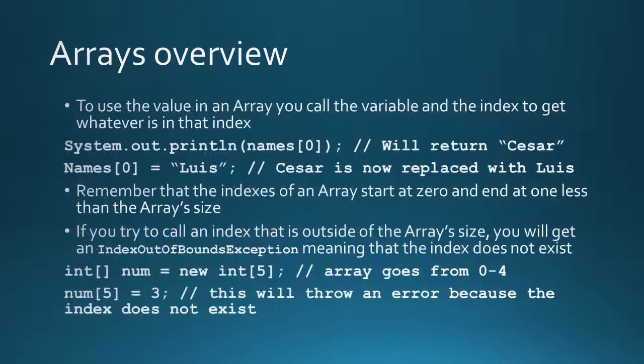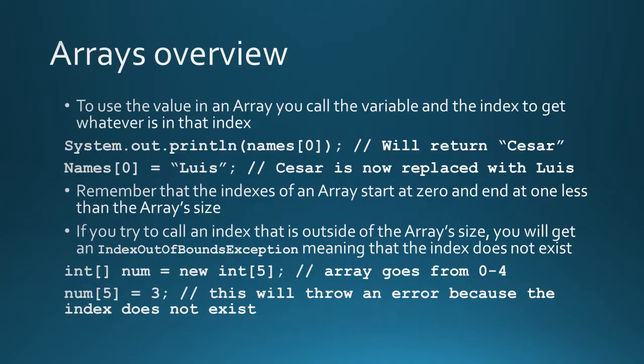To use the value in the array, you call the variable and then the index to get whatever is inside that index. So for example, System.out.println names at 0. That will return Caesar. Or names at 0 gets the value of Louis. Caesar will now be replaced with Louis.